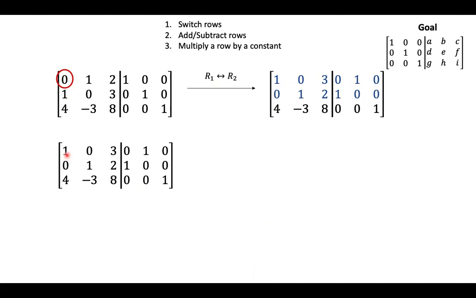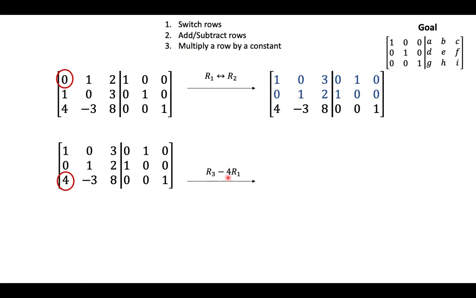So now we have 1, 0, which is great. And then the third term needs to become a 0. So in order to do that, there are multiple different options. But what I'm going to do is to take this third row and subtract 4 times the first row. So I'm going to multiply the first row times 4 and do the third row minus the first row.